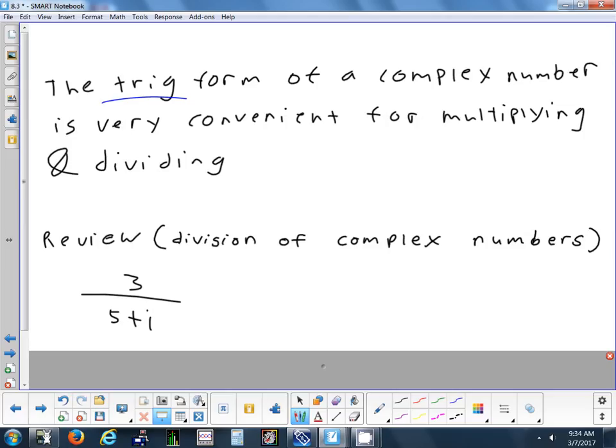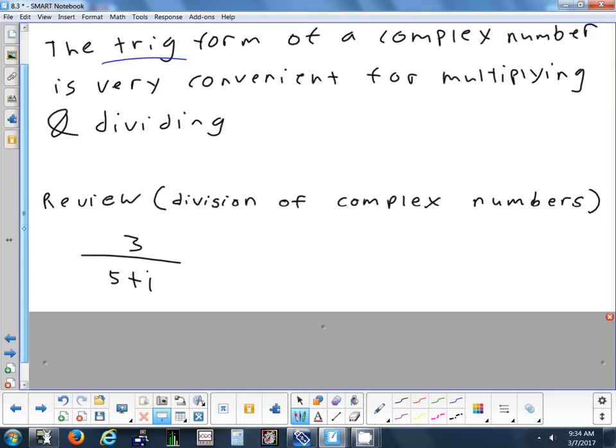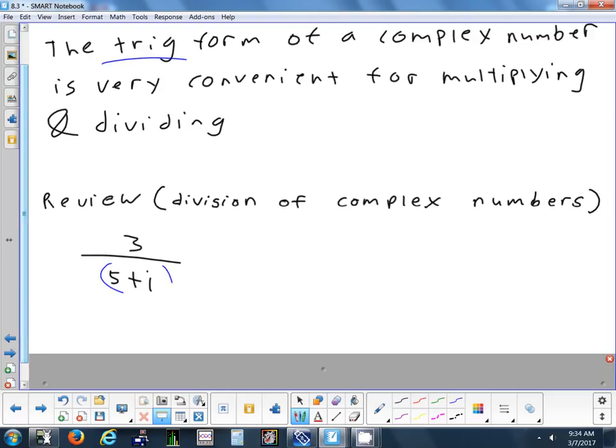Here's a complex number, 3 divided by 5 plus i. Does anybody remember how you would divide this the way we already know how? This is back using standard form. A lot of things you have to do. Yep. Find the conjugate of 5 plus i. And what do you do with the conjugate? Multiply it on the top and the bottom. What's the conjugate of 5 plus i? 5 minus i.